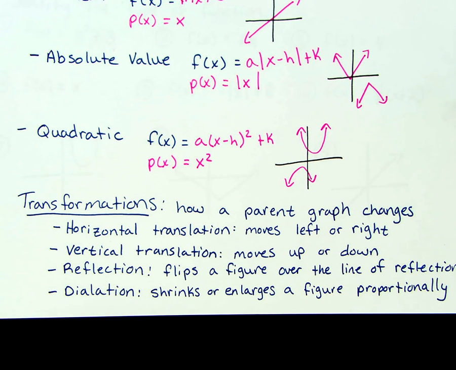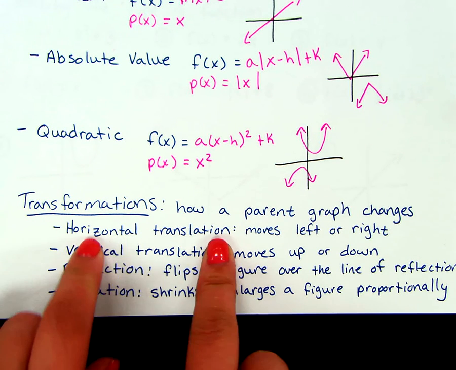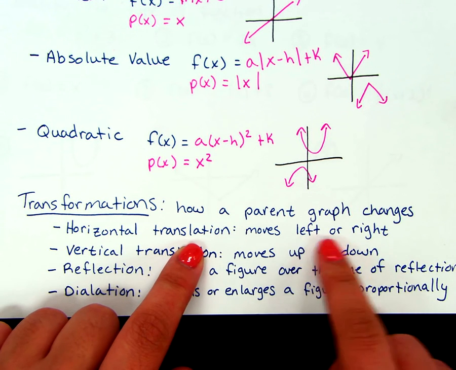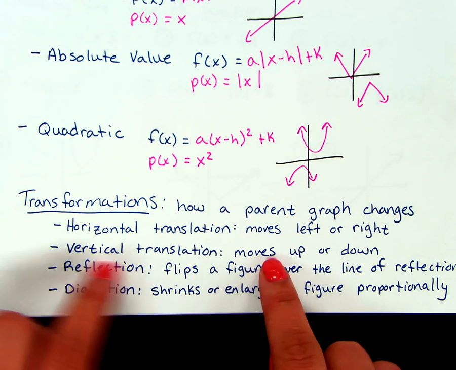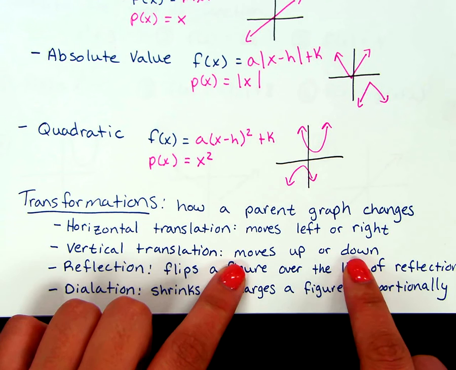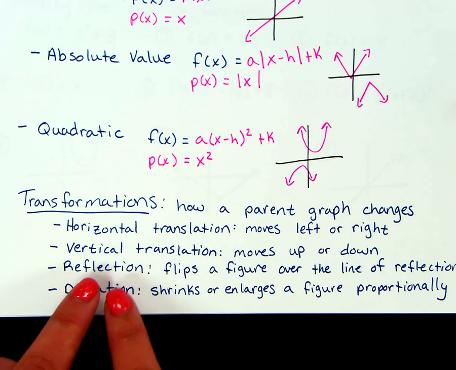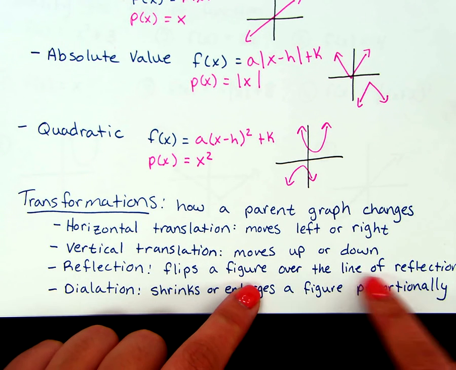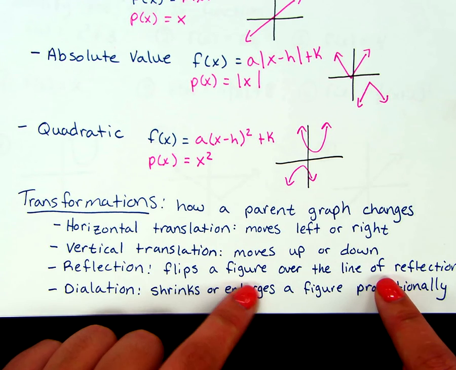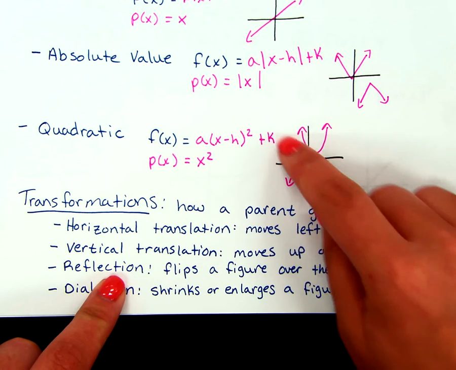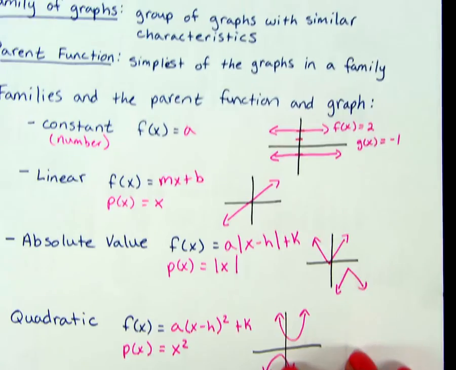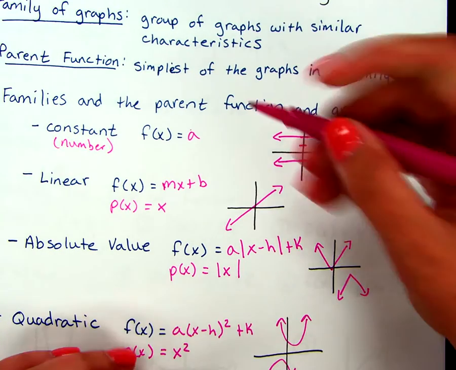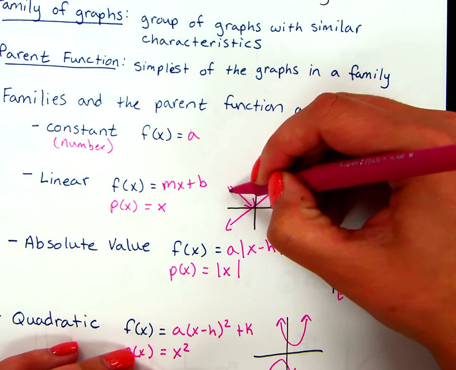Okay? So there are 4 different types of transformations. So our first one is horizontal translation. So this is when our graph moves to the left or to the right. We have a vertical translation, so that's going to be when our graph moves up or down. A reflection flips our figure over our line of reflection. So really this is going to determine if it opens up, or if there's a reflection, it's going to open down, or if it's a linear equation, it's going to slope in the opposite direction. So it's going to angle down.